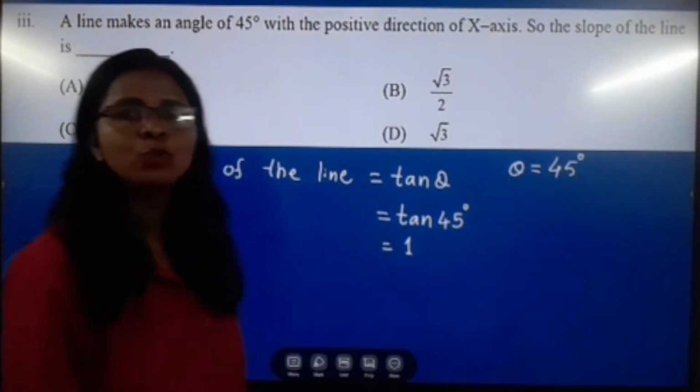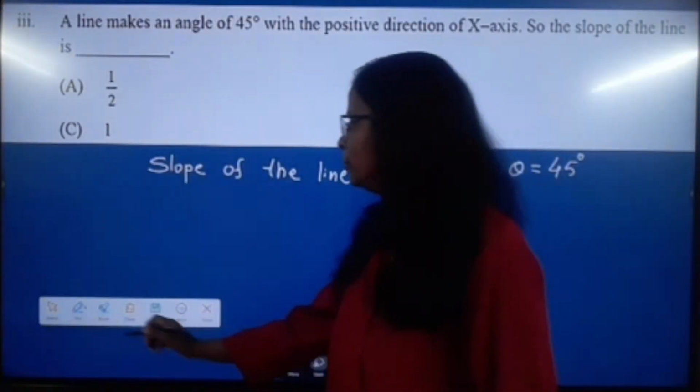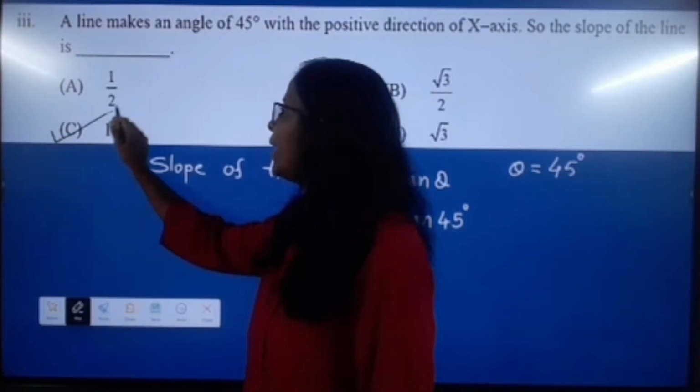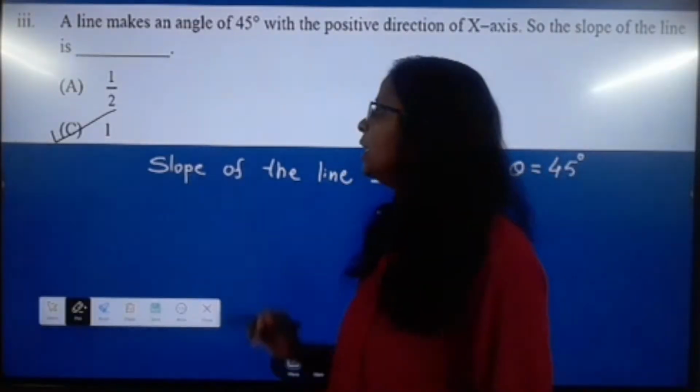And so here, students, the slope of the line is equal to 1. So the correct option is C, 1.